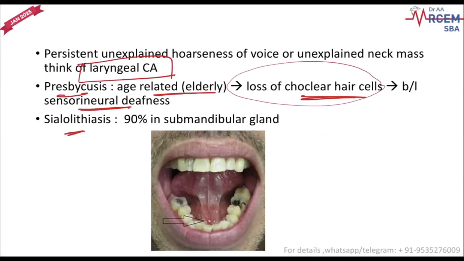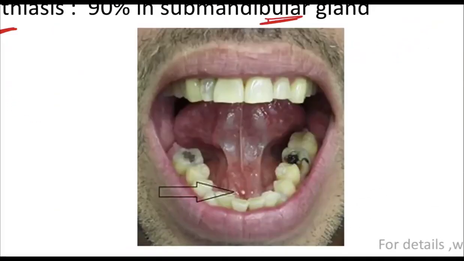This is nothing but a stone in the salivary glands. Most of the time, it is the submandibular gland. There are sublingual and submandibular glands present, but it is most of the time the submandibular gland. If you ask him to open his mouth, you might be able to see a stone there. The stone is obstructing the flow of the saliva.